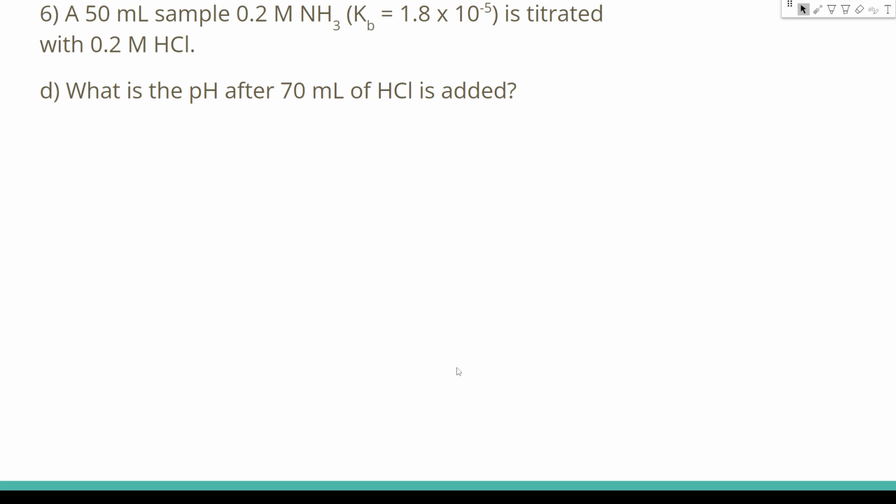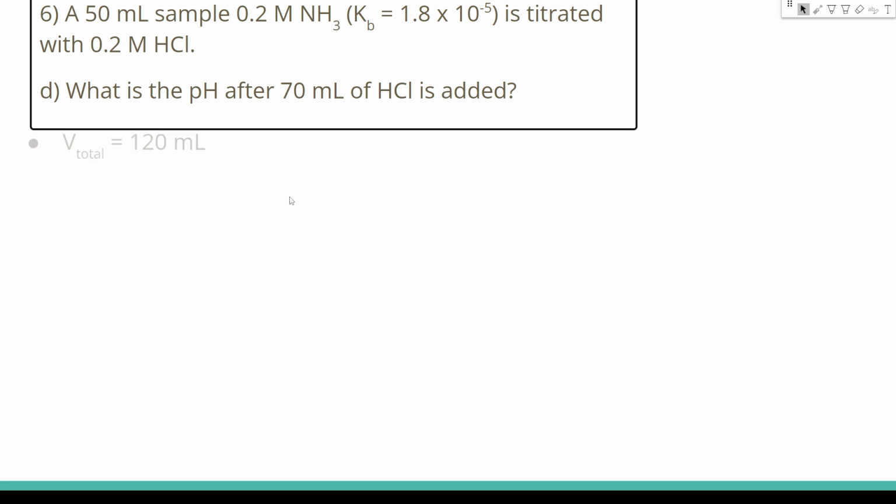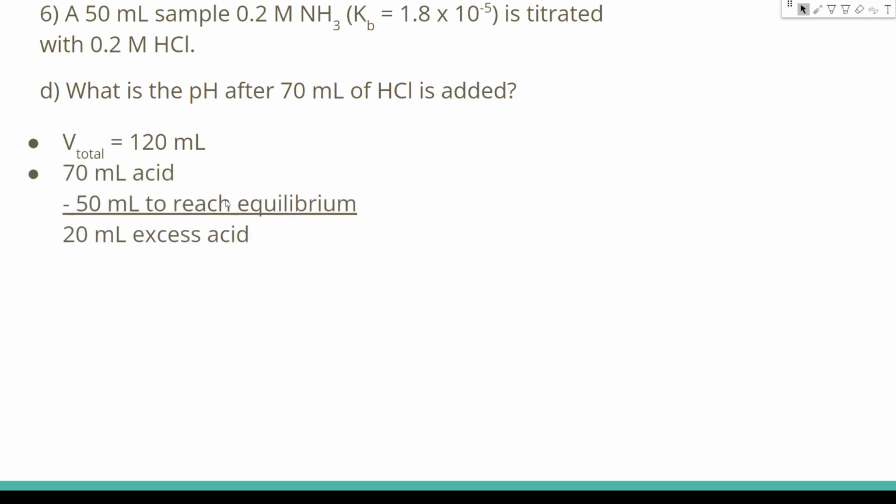Okay. And then we have the pH if I added 70 mils instead. So the new total is 70 plus 50, as you can see here. If you notice, we are going way beyond the weak base. We have excess acid. We learned from the previous problem that 50 mils is the equivalence point. So we're seeing how much leftover excess acid we have. So I subtract those to get 20.